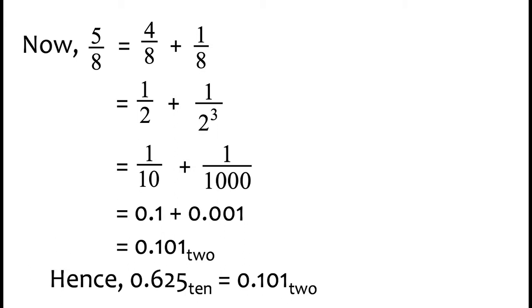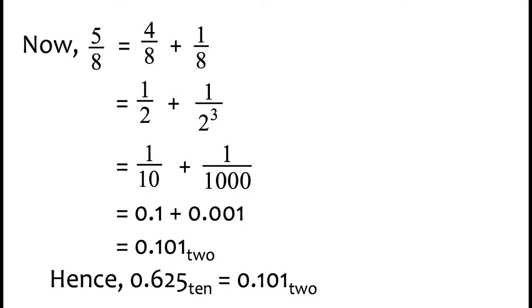Now, following the procedure, 2 in base 2 is 10. We'll be having 1 over 10 plus 1 over 10 raised to the power 3, which is 1,000. So dividing it now, 1 over 10 is equivalent to 0.1, plus 1 divided by 1,000. If you divide very well, the result will be 0.001. Now, summing them together, 0.1 plus 0.001, you will have 0.101 base 2. Hence, our result, 0.625 converted to base 2, is equal to 0.101 base 2.